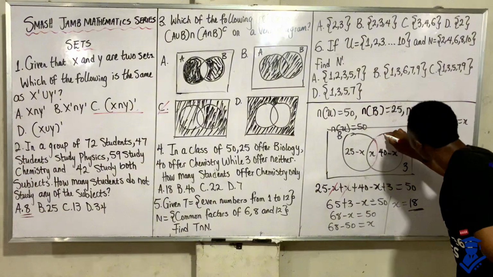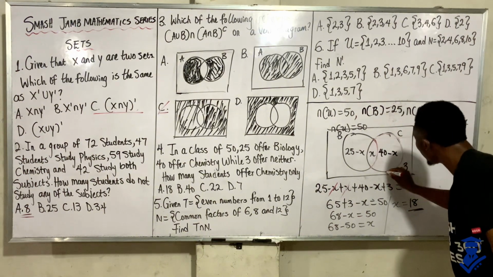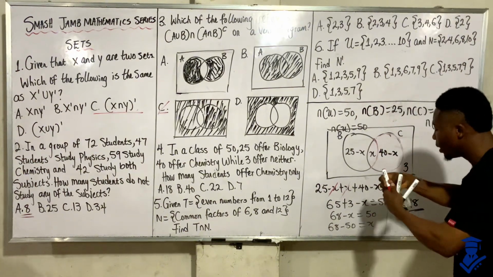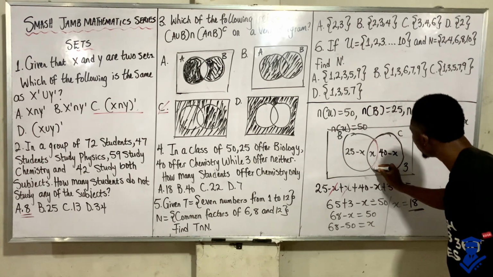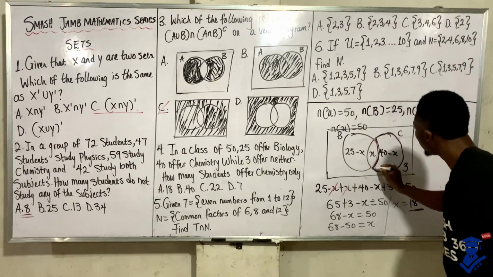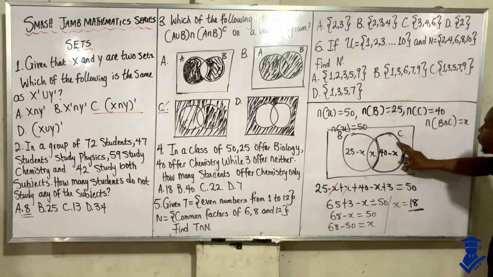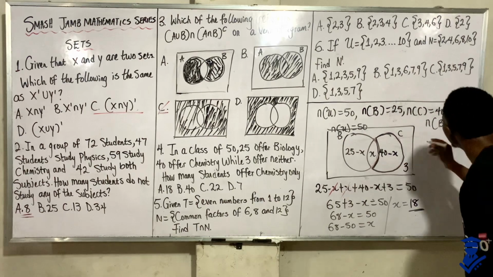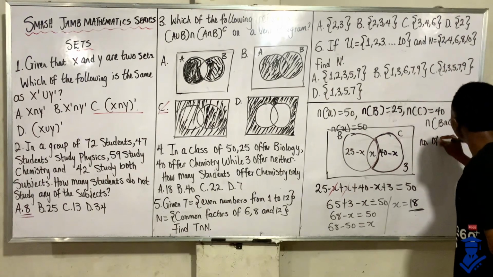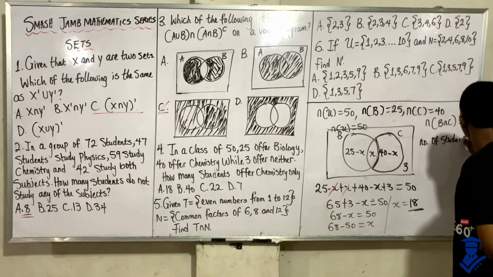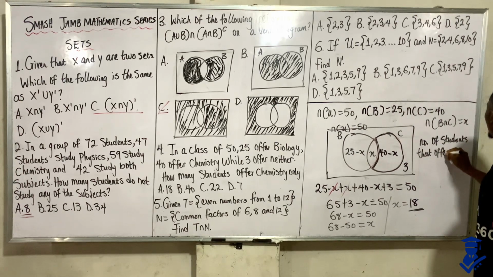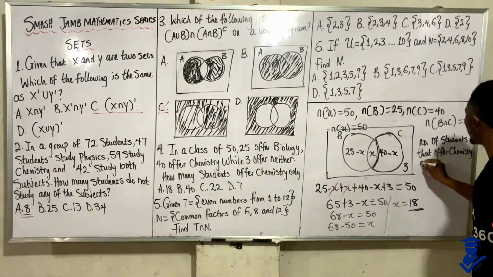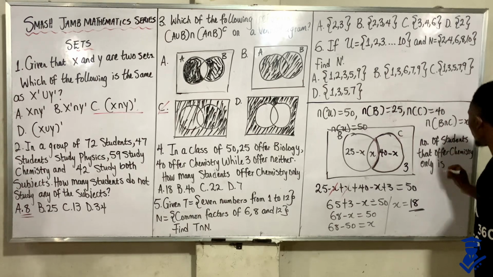Now this part is chemistry only. Now let me use my black marker. This part is chemistry only, which is your 40 minus x. So it means that the number of students that offer chemistry only is 40 minus x.